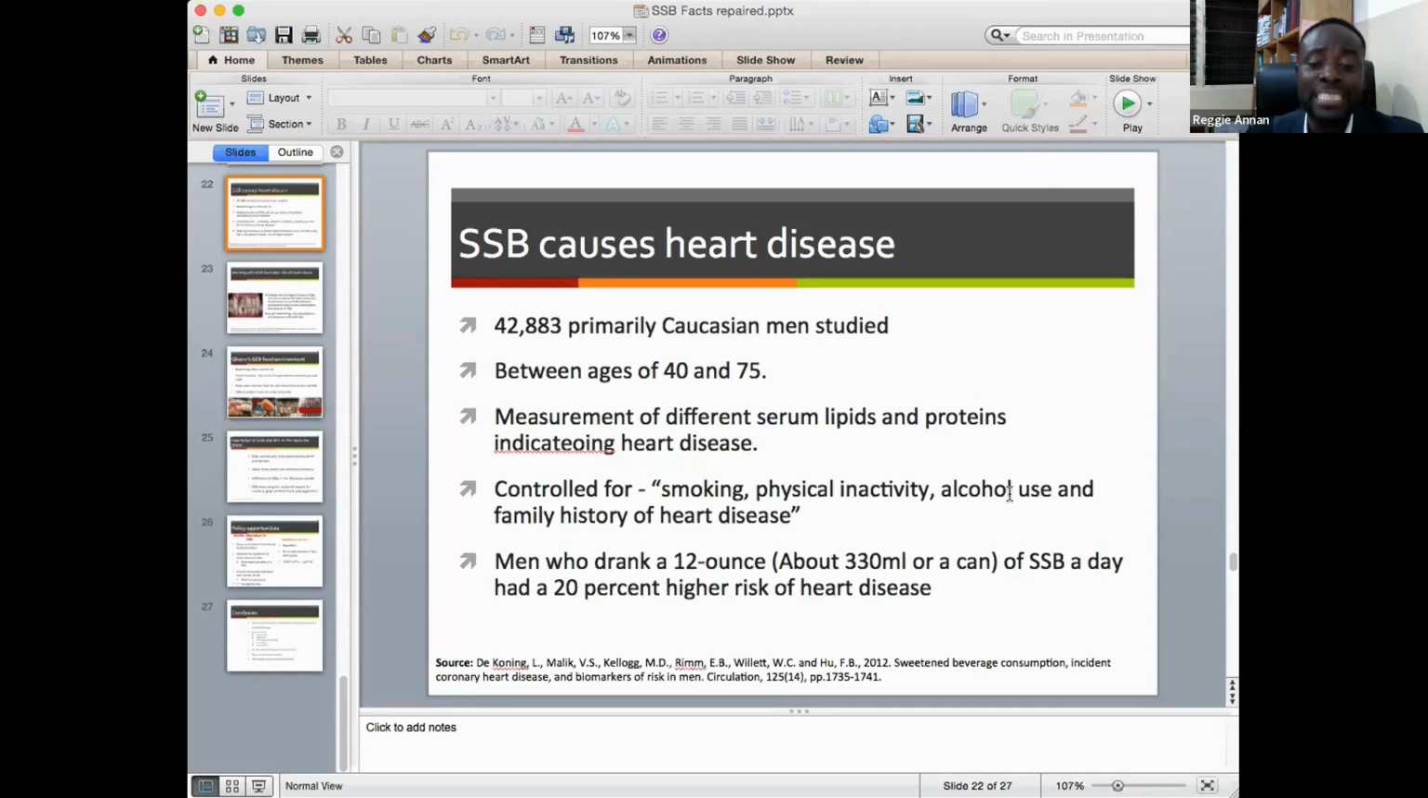And by the sheer size of this study, we can clearly say that SSBs cause heart diseases. And if you look at the way we look at it, SSBs promote sugar intake, and sugar intake promotes weight gain, and obesity is a risk factor for heart diseases, and that is clearly shown.